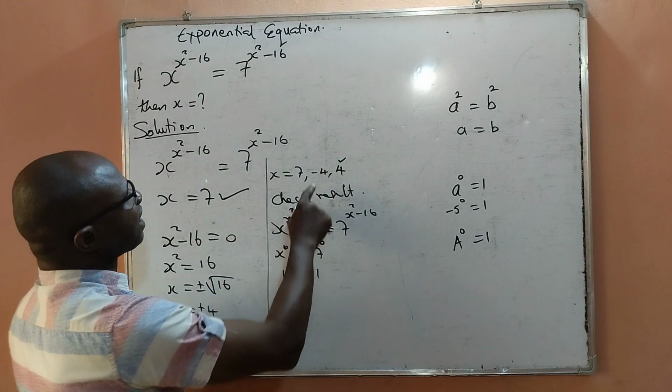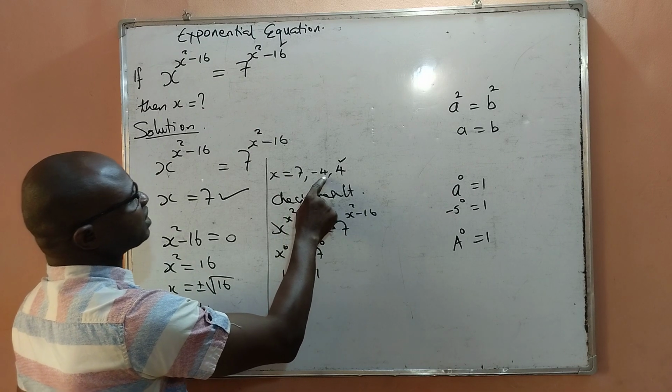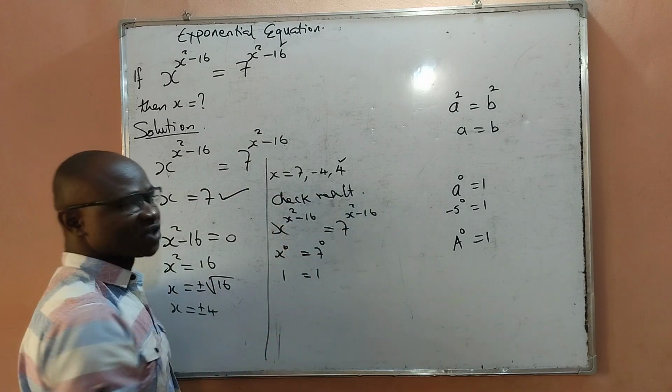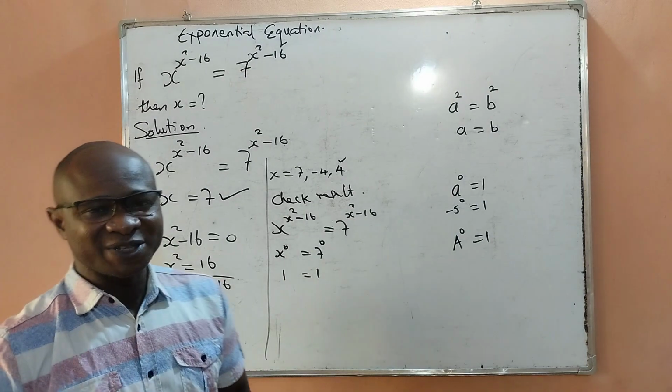Then, I want you to try replacing the value of x with negative 4 and then positive 7. And you see that both answers will be correct.